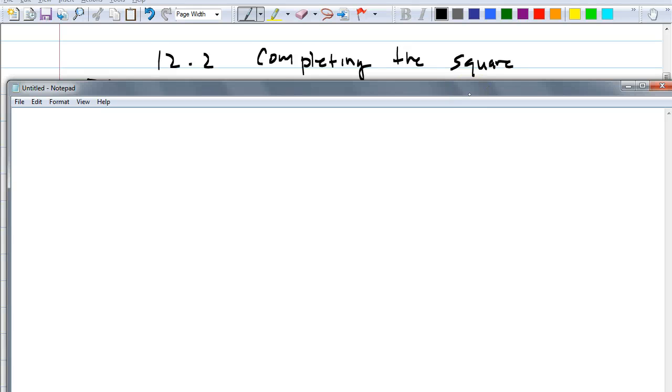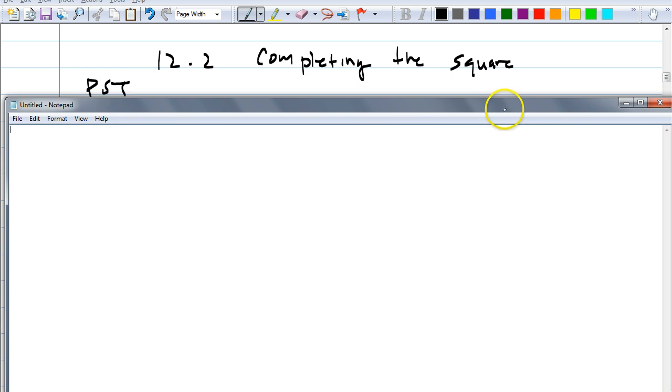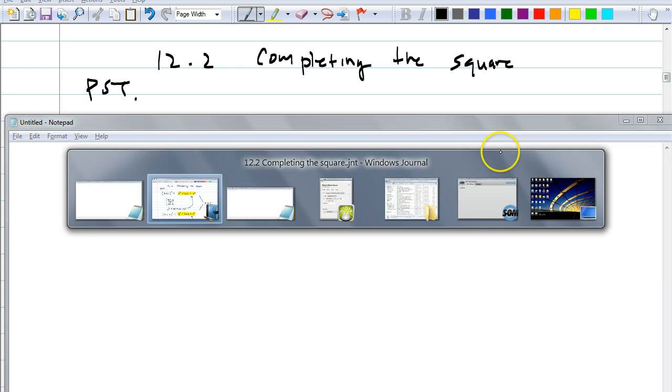So today we're going to talk about completing the square. This is actually another method of solving a quadratic equation. Turns out this is very useful and powerful when you're dealing with quadratic equations. So before I talk about the completing the square method, let's talk about perfect square trinomials.